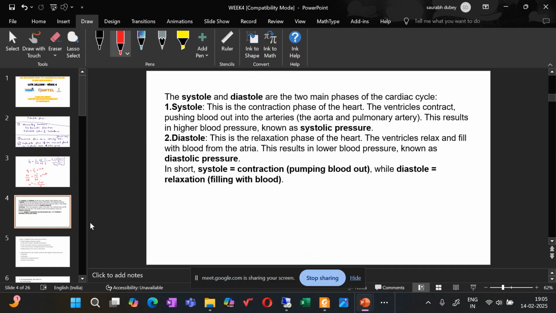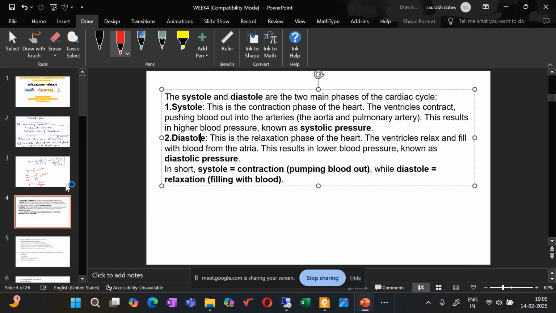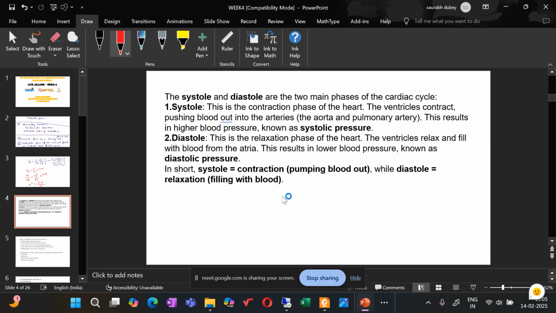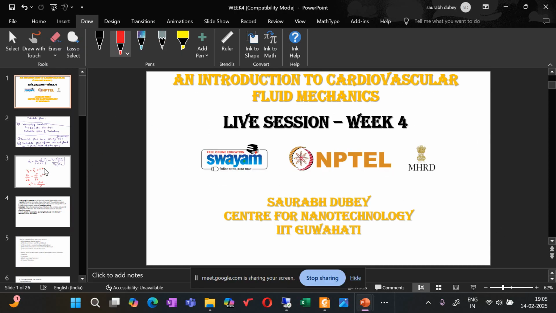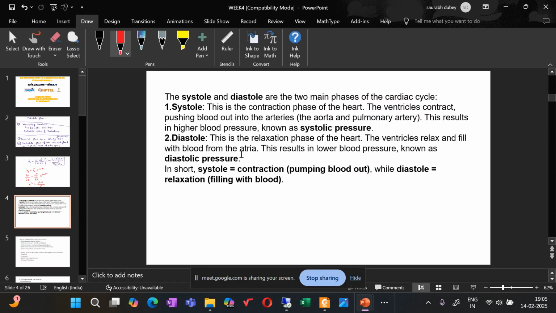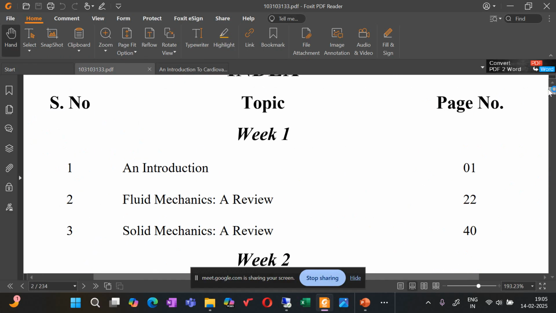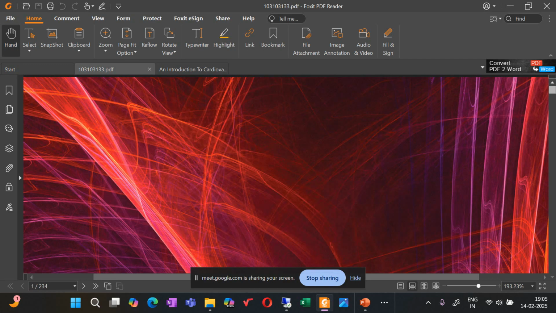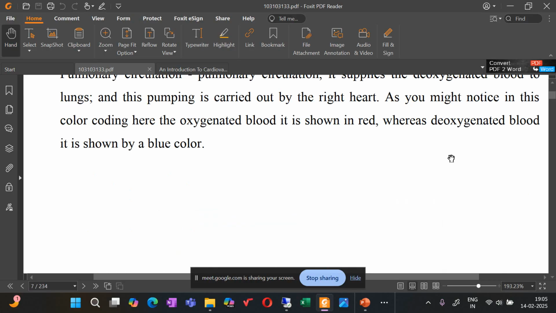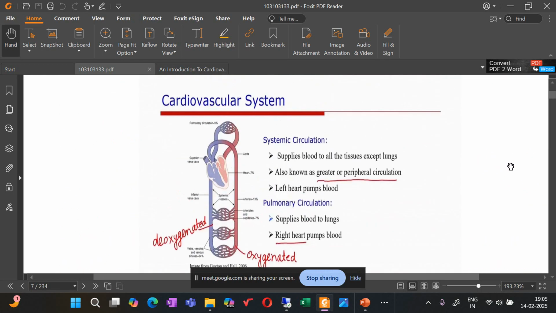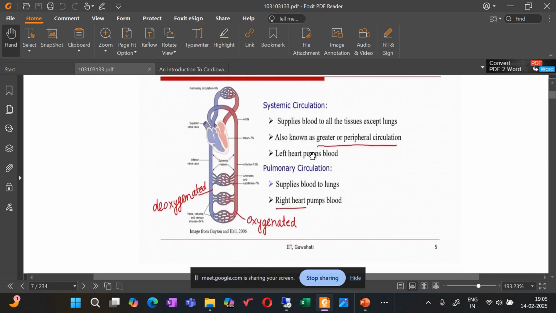In the next few slides we will have some basic questions on systole and diastole. What do they mean? Sir has already explained systolic and diastolic in the first introductory slides on cardiovascular fluid mechanics. There was the systemic circulation, and another one is the pulmonary circulation.